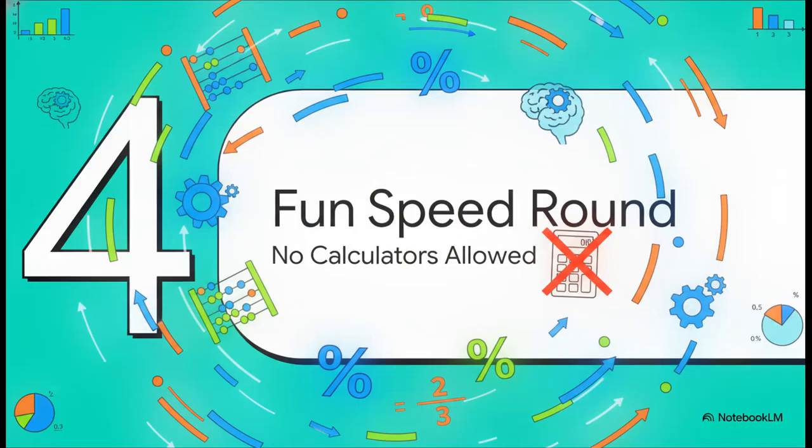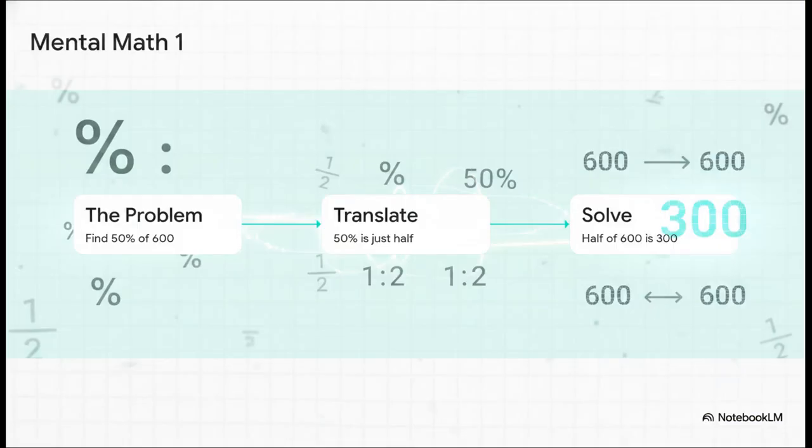All right, time for a Section 4 Fun Challenge Speed Round. Let's dive into a quick challenge to really test these mental math tricks step by step. And hey, put those calculators away. We're going to do this using only the translation skills we just learned. First up, if a problem asks you to find 50% of 600, don't even think about using a formula. You instantly know that 50% translates to half, and half of 600 is just 300. Boom. You completely bypassed the percentage formula and got the answer in seconds.